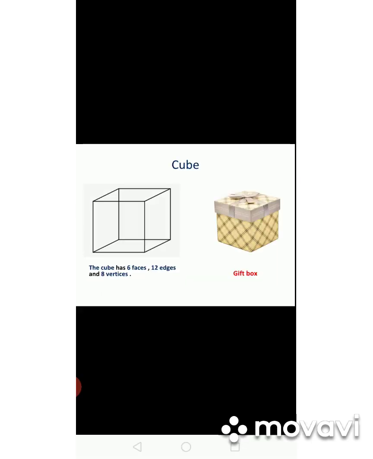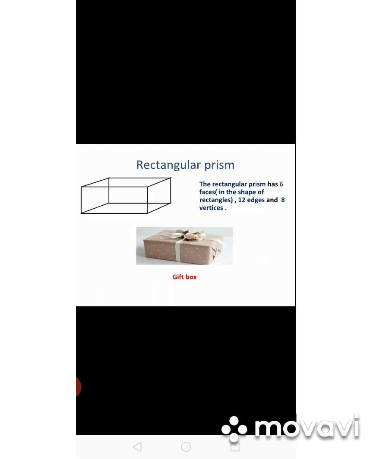Remember that? Cube. Cube is a solid figure. It has 6 faces, 12 edges, and 8 vertices. The rectangular prism has 6 faces, in the shape of what? In the shape of rectangles. It has also 12 edges and 8 vertices.